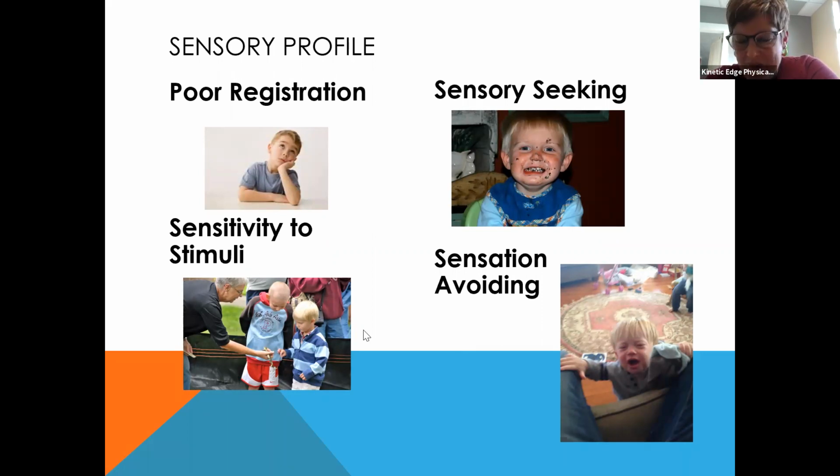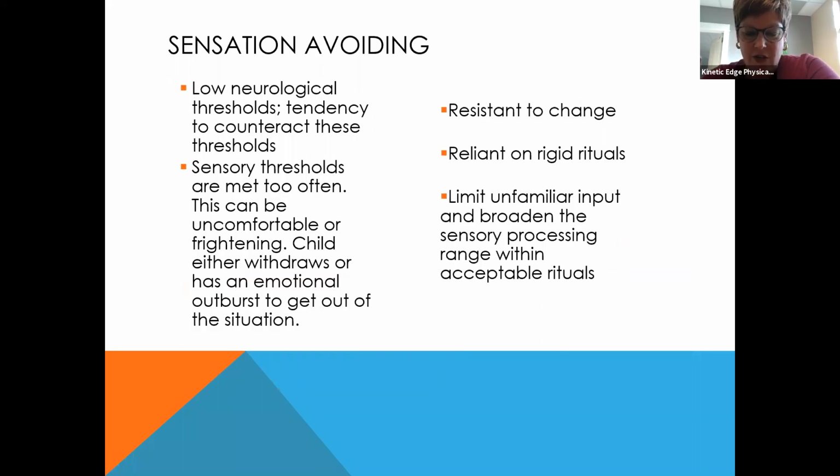So, all right, let's look at each one of these categories. Sensation avoiding. Sensation avoiders are oftentimes the kids who have some of the more significant behavioral issues. Sensation avoiders have a low threshold for sensory input, meaning it does not take much for them to notice and detect everything going on around them. And they can very quickly become bothered when that sensory experience becomes too much and that threshold gets met.